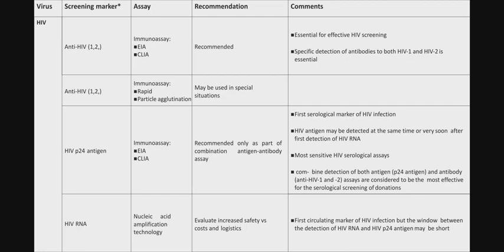The HIV RNA is detected using the nucleic acid amplification technology, the NAT, but we have to evaluate the safety versus the cost and logistics because the test is very costly. It is the first circulating marker of HIV infection, but the window between the detection of HIV RNA and HIV P24 antigen may be very short. So it's advisable to go for the antigen test.